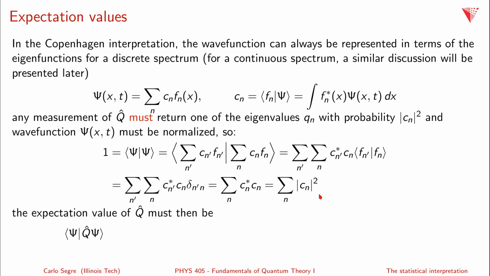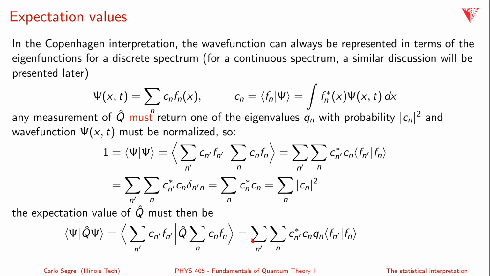The expectation value of Q then can be taken by taking the inner product of psi with Q psi. That's easy enough to do. You have, again, your sum over n prime, c sub n prime, f sub n prime. You have Q applied to this sum, which is the sum over n, c sub n, f sub n. And again, we can take the sums out. We can take the Q into the sum. And when you apply Q to f sub n, you get the eigenvalue q sub n, which is a constant, so you can pull it out again.